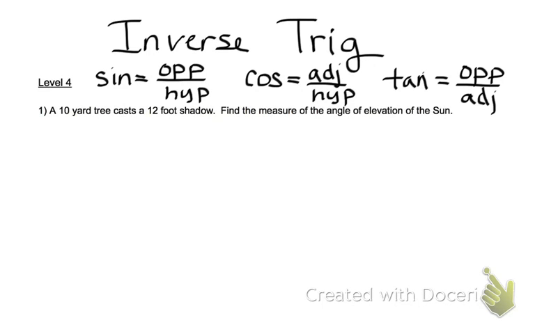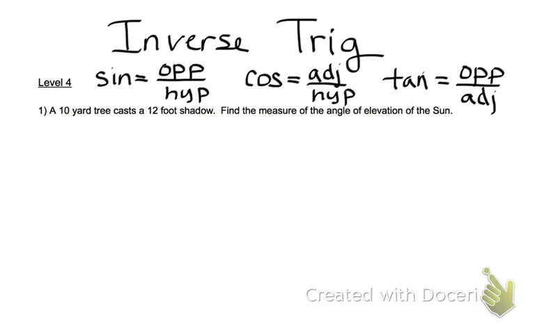We are going to do inverse trig, and this is level 4. All right, so number 1 says a 10-yard tree casts a 12-foot shadow. Find the measure of the angle of elevation of the sun.